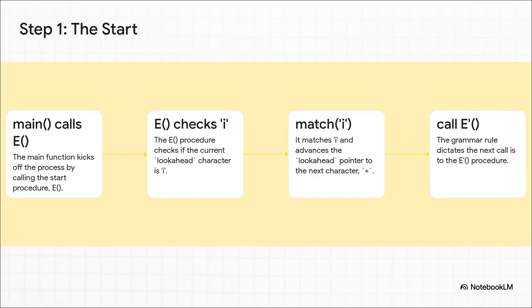And we're off. The whole process kicks off when the main function calls our starting procedure E. The first thing E does is look at the lookahead character. Does it see an I? Yes, it does. Perfect. So it matches it, basically eats it up, and moves the lookahead cursor to the next character, which is the plus sign. Then, just like its grammar rule says, it calls the next function in the chain, E prime.